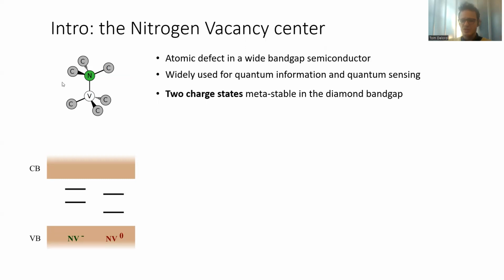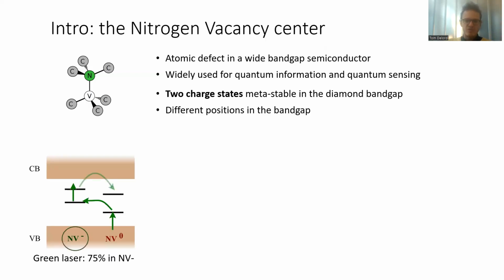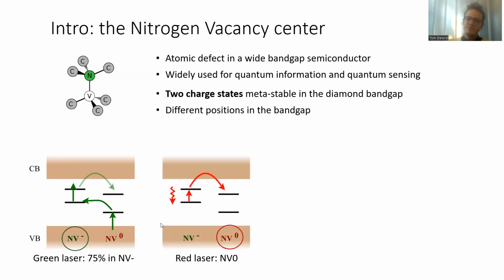Because those two charge states have different positions in the diamond bandgap, they will behave differently under illumination of different wavelengths. For example, under green illumination, we will cycle through both charge states, and because of a difference in ionization rate, we'll mostly end up in the NV minus state. Now under red illumination, we will only excite the NV minus state, so it will emit photoluminescence that we can observe, and eventually will get ionized into the NV0 state.